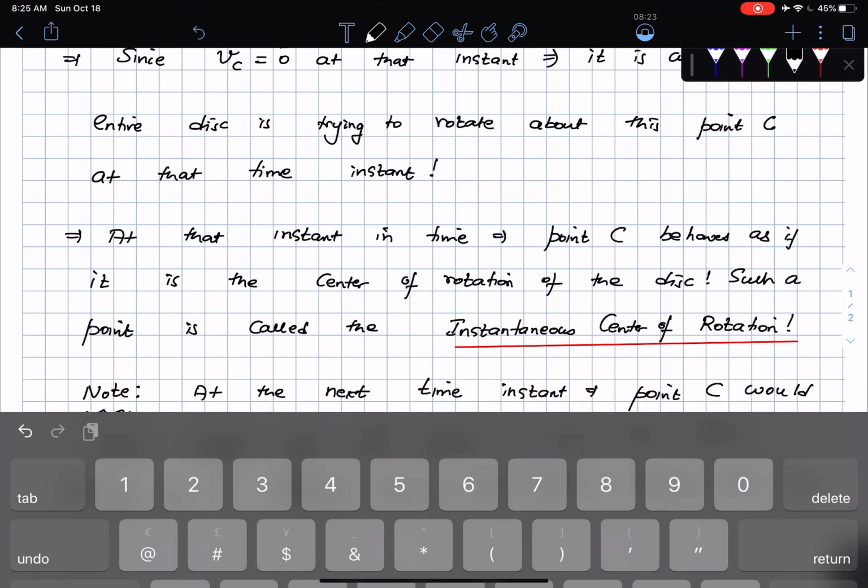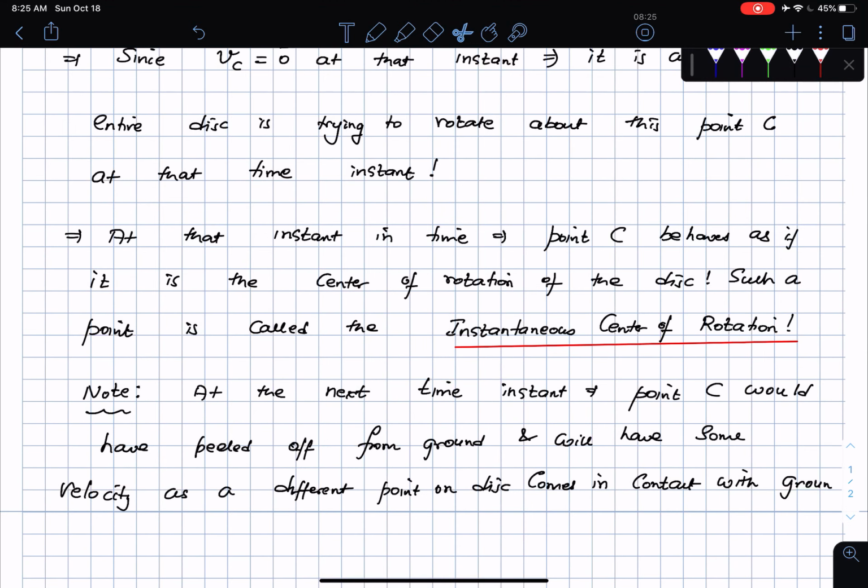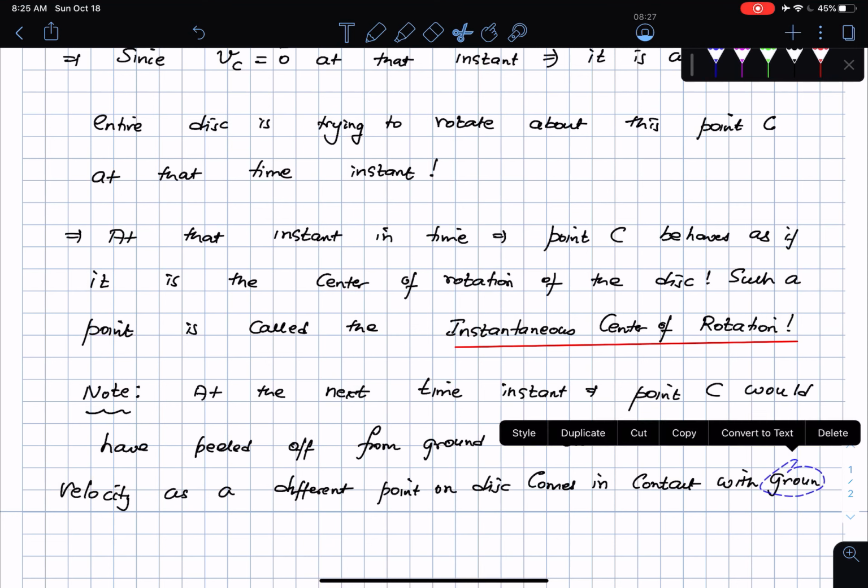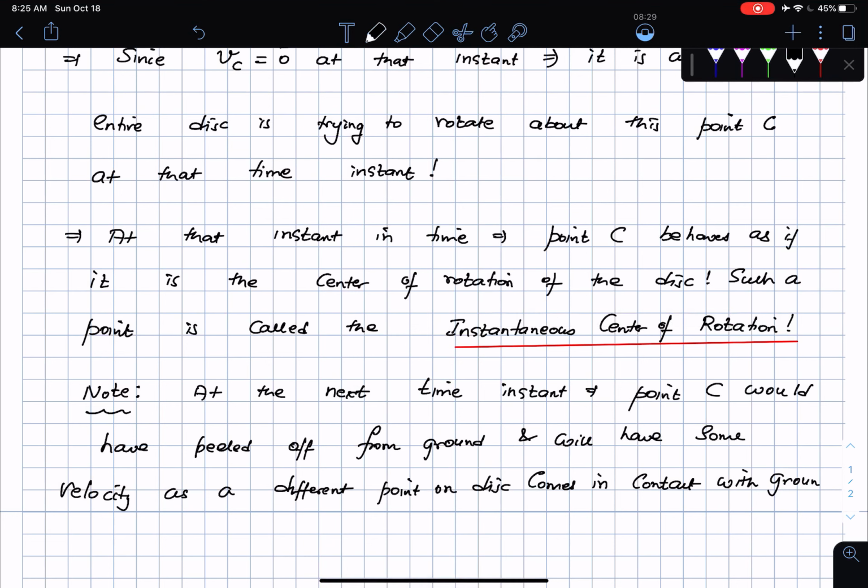I'm going to sneak it up here and then write the D. All right, so that is something that you really want to make a note of. Okay, so this is only at that particular instant in time. I cannot stress this enough, because if the point C becomes a point which is at zero velocity forever, then that's a fixed point.